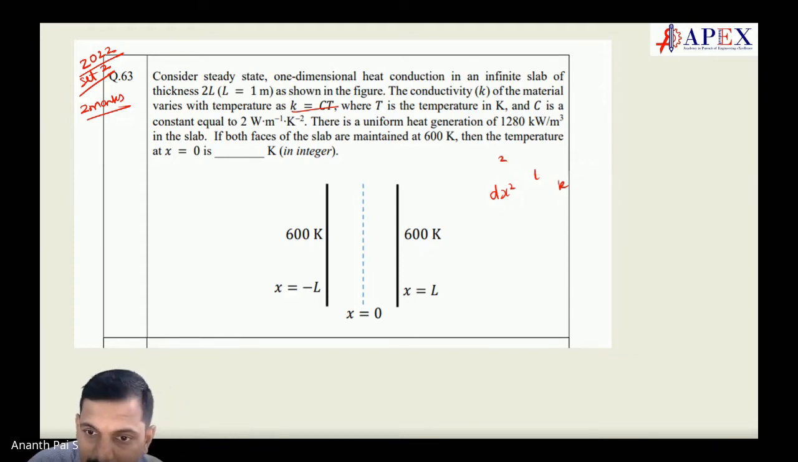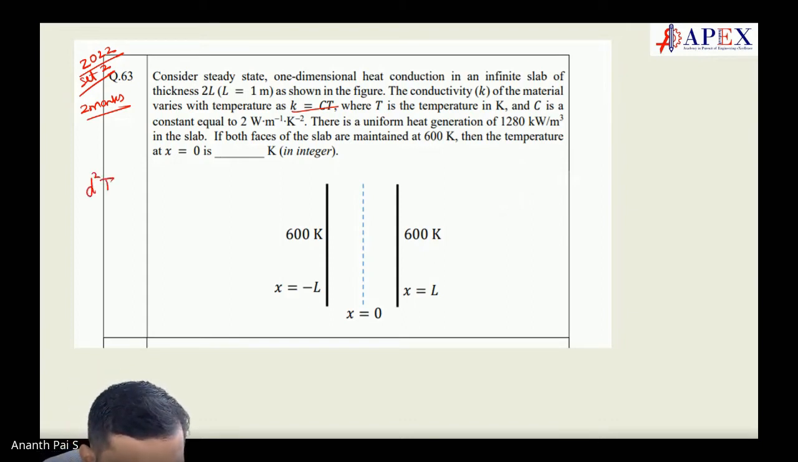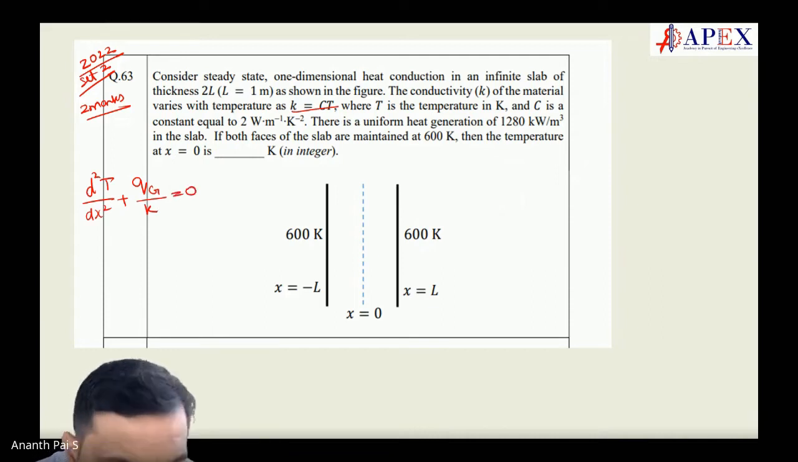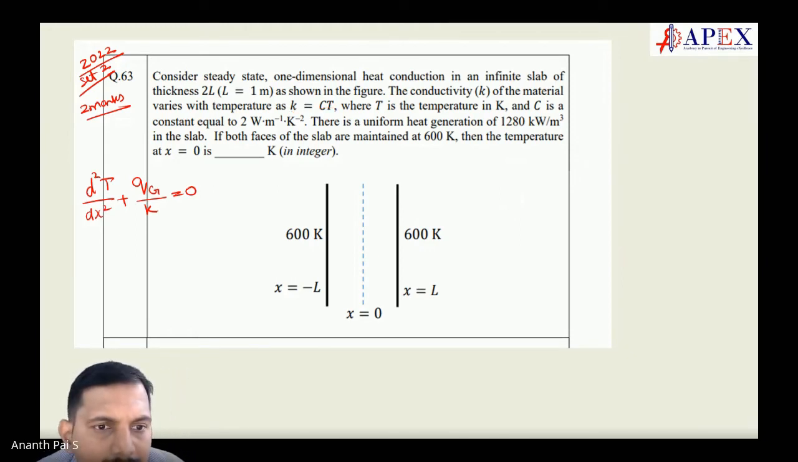So this equation. So let us solve it. d square T by dx square plus q generation by k is equal to 0. This is the heat conduction equation which is applicable, is it not? So do that. L is equal to 1 meter is given. So put the boundary condition, get the answers like that.